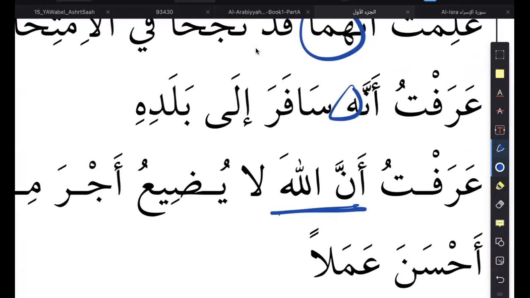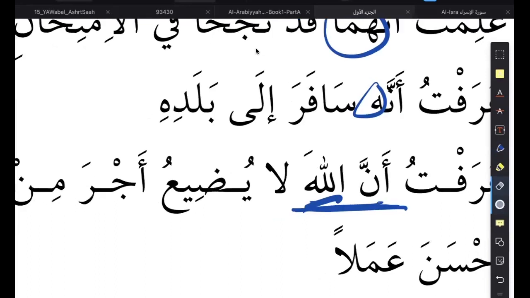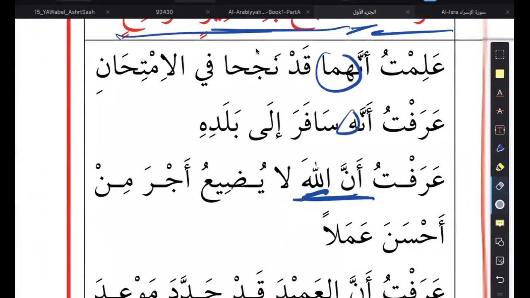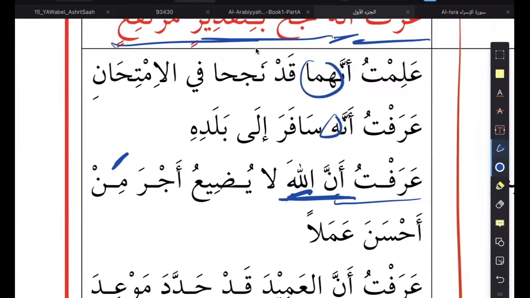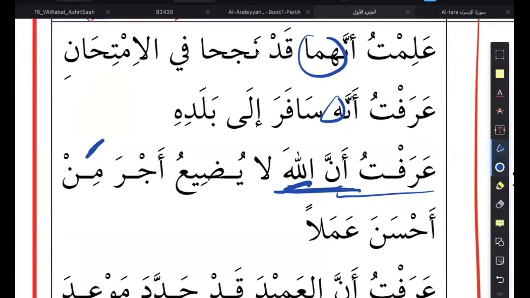So when you have a separate like this, araftu anna Allah. Now this is not a pronoun. So now since it's a separate noun, you have to make sure that you know it will get a fatha. Anna Allah la yudihu ajra man ahsana amala. I keep on making this mistake. So I learned that Allah does not waste the reward of somebody who does good deeds.